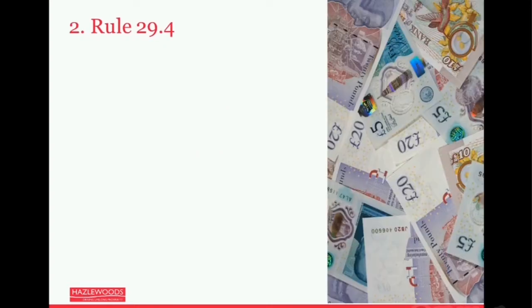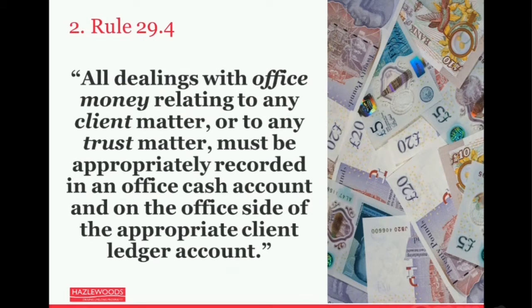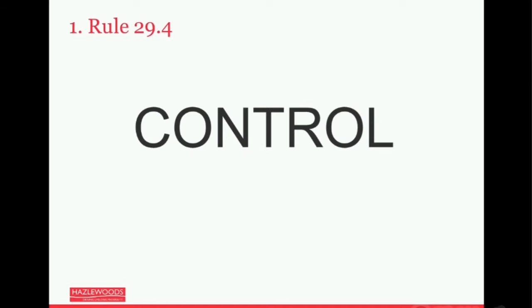Rule 29.4. All dealings with office money relating to any client matter or to any trust matter must be appropriately recorded in an office cash account and on the office side of the appropriate client ledger account. This is the same principle as 29.9, but you have to remember that office ledgers matter too. Make sure correct ledger references are used when completing slips. Our suggested control here is that you, as well as regularly reviewing client ledgers, make sure you review the office side as well.